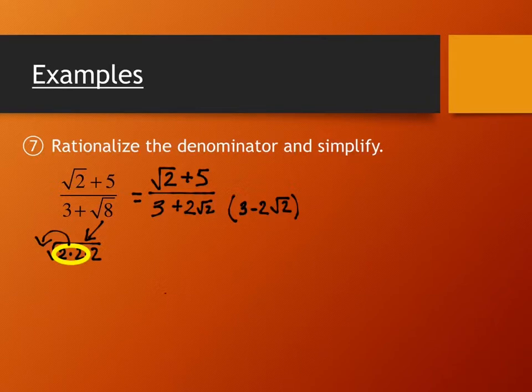Now, this is a fraction. You can't just go multiplying portions of the fraction by whatever you like. That would change the value. What would I have to do to compensate for the fact that my denominator is now being multiplied by 3 minus 2 square root 2? Multiply the top by it as well.